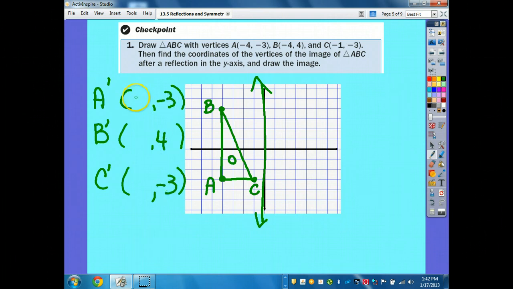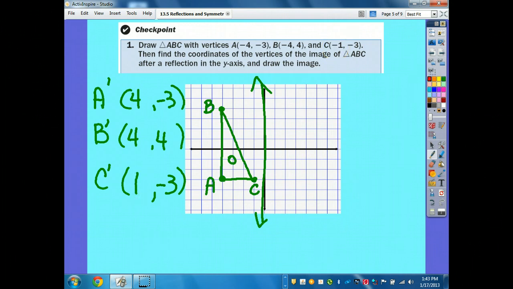So what did my x's turn to on the A? 4. How about the B? 4. Good. And the C, take that times the -1 and I get the new ordered pairs. There's my new ordered pairs. Let's see if they match.